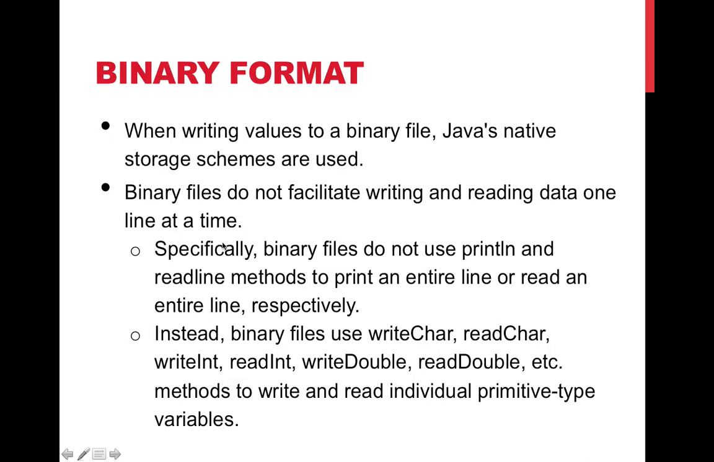Binary format uses the language's native storage scheme. We are dealing with Java, so Java's native storage scheme is used. It does not go through a mapping process. A binary file does not facilitate writing or reading data one line at a time, since there is no concept of a newline. But Java provides a method to write each data type, char type or double type or float type or boolean type and the like, so there's a corresponding method call to deal with those binary data.